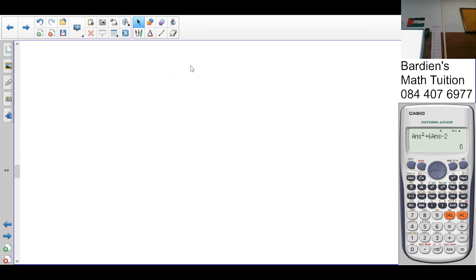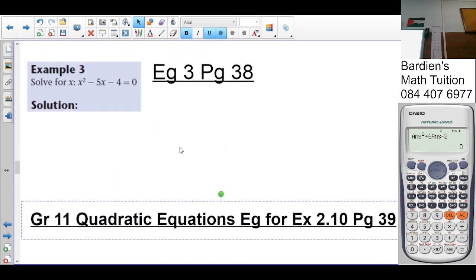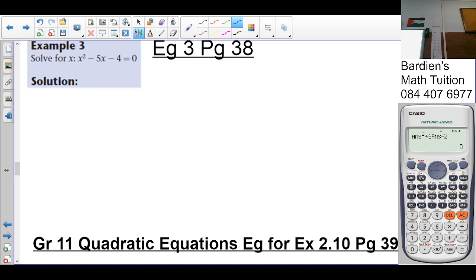Let's look at example 3. Example 3 is on page 38, the next page. Here we are told again solve for x. Again the coefficient of x squared is 1, so I can complete the square there. If it's not 1, I would have factorized or divided by that number. So it's x squared minus 5x plus a number minus the same number minus 4 is equal to 0.